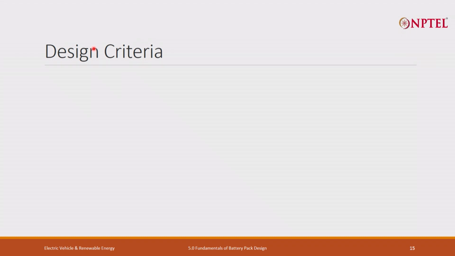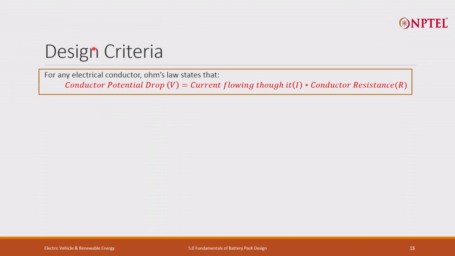So, having discussed the conductor material selection, we will move to the design criteria. What should be the design criteria? Two important aspects of any current conducting path: thermal and electrical. On the electrical side, I say resistance or resistivity. On the thermal side, it is conductivity, or the overall ability to dissipate the heat.